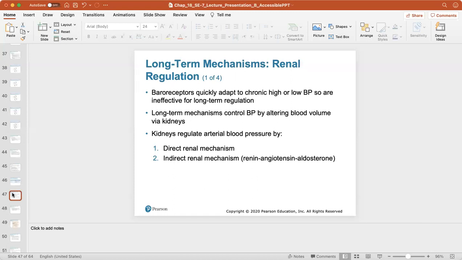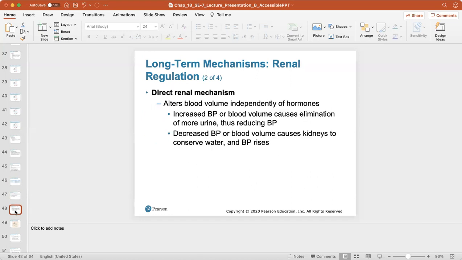Long-term mechanisms we talk about then are in your kidney, so renal regulation. You have baroreceptors that quickly adapt to chronic high or low blood pressure, so they are ineffective for long-term regulation. So long-term mechanisms to control blood pressure work by altering the blood volume, and this happens in your kidneys. Kidneys regulate arterial blood pressure by a direct renal mechanism and an indirect renal mechanism through the renin-angiotensin-aldosterone system.